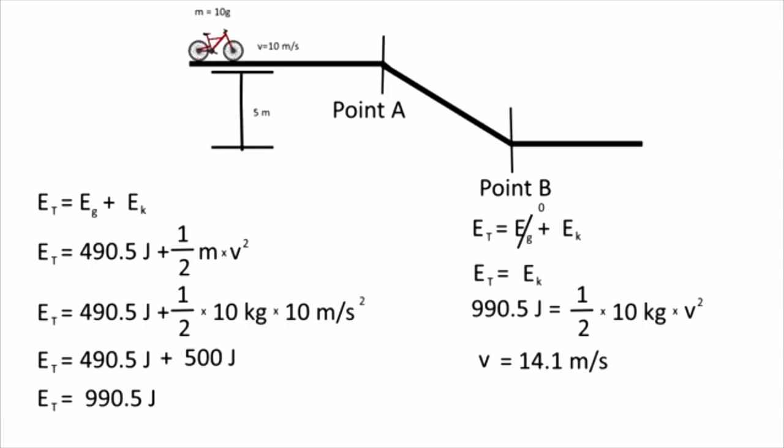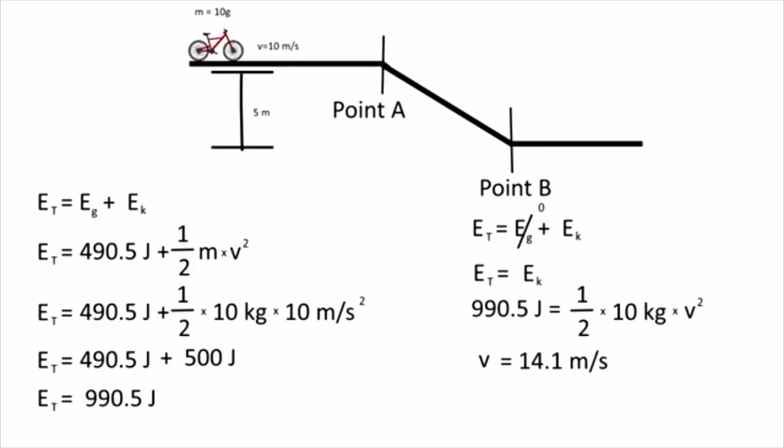We can add the gravitational potential energy and the kinetic energy, and we get the total energy of 990.5 joules. Now point A, which is where the child starts to decline, is when the speed starts to increase. This is where gravitational potential energy is being converted to kinetic energy. Knowing this, at point B the child will experience the maximum speed possible, and this is where gravitational potential energy is 0, and the only energy is kinetic energy.